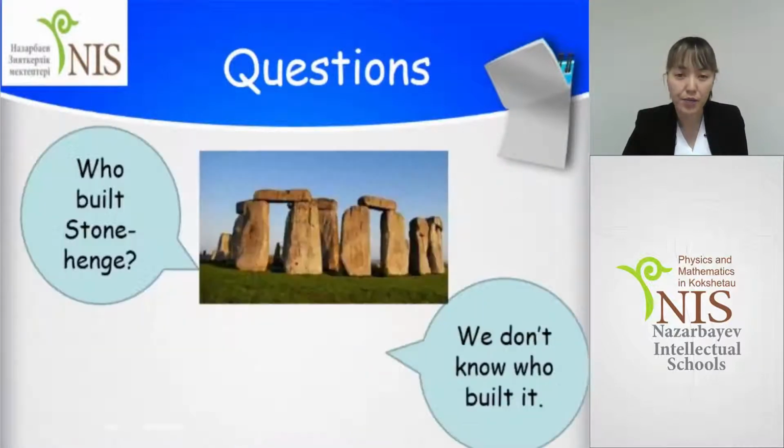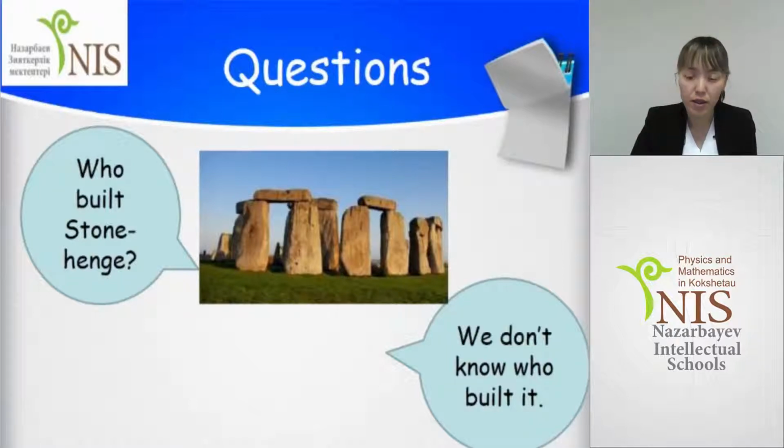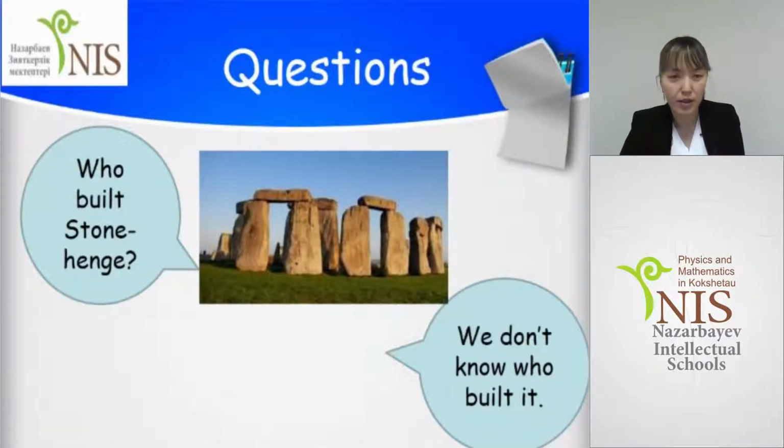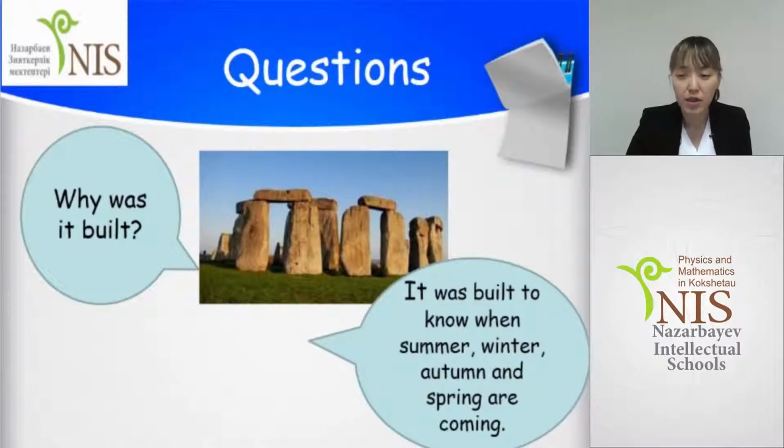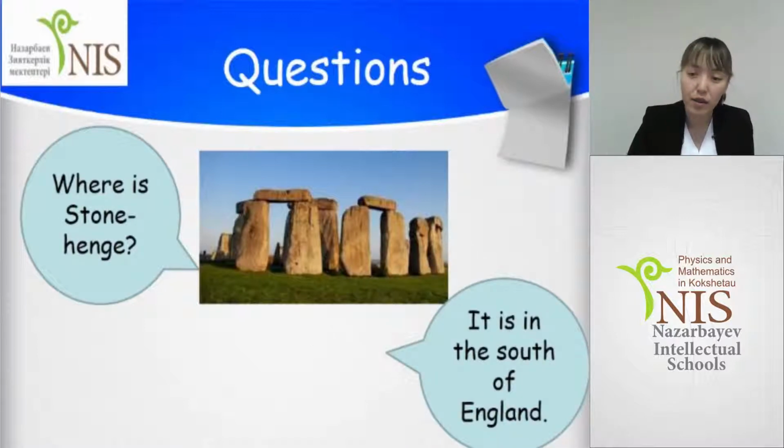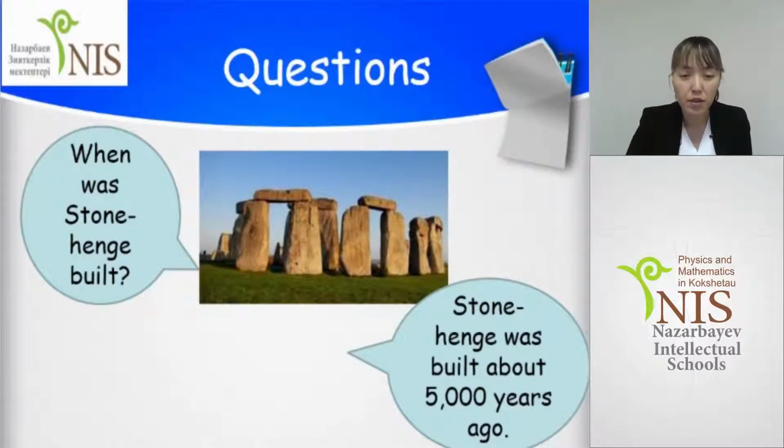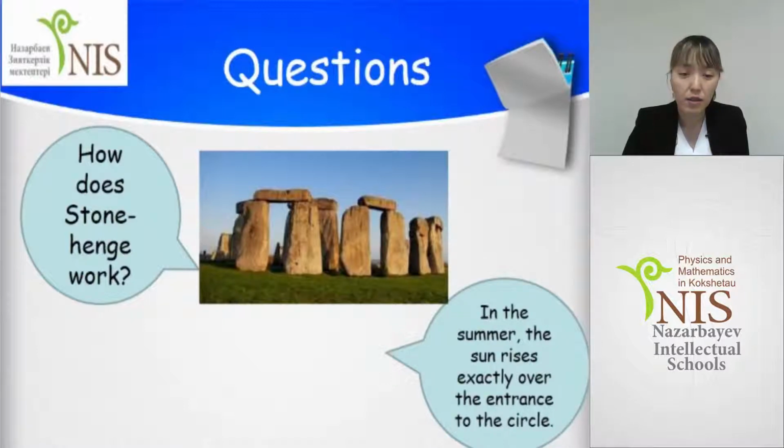Okay, now let's check. Who built Stonehenge? We don't know who built it. Why was it built? It was built to know when summer, winter, autumn and spring are coming. Where is Stonehenge? It is in the south of England. When was Stonehenge built? Stonehenge was built about 5,000 years ago. How does Stonehenge work? In the summer, the sun rises exactly over the entrance to the circle.